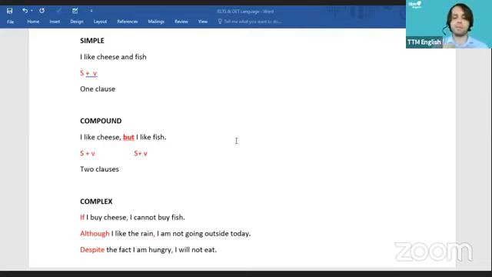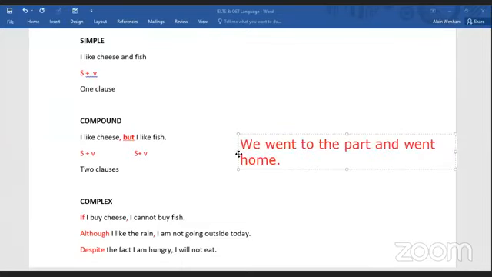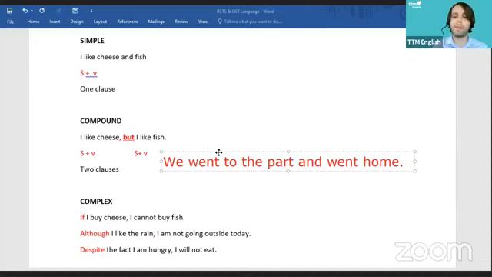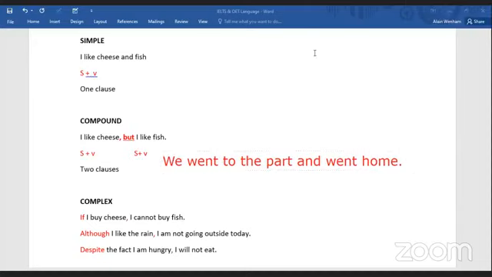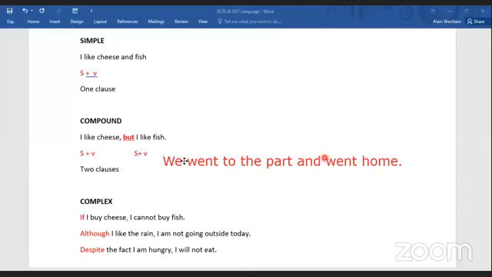Let me give you some other examples. Tell me if it's right or if it's wrong. What if I say something like, he went to the park and went home. What about that one? Is it compound? No. I don't think of that as a compound sentence because there are not two clauses. Why are there not two clauses? There's only one subject. The subject is here, and then there's no subject here. So I would put that here.